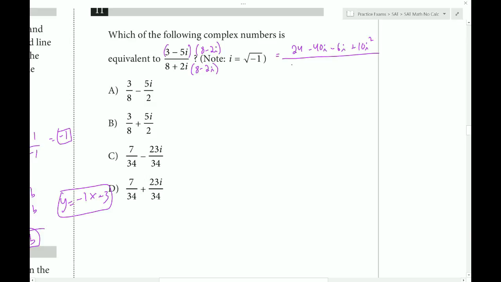Divided by 64, plus 16i, minus 16i, and then minus 4i squared. This will cancel. And these two will combine to be minus 46i.